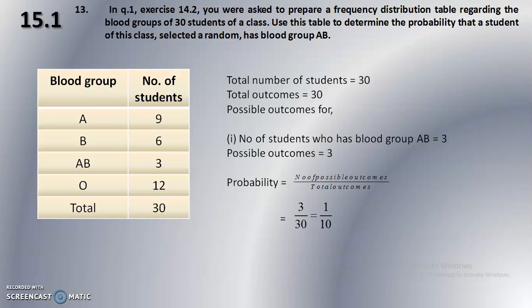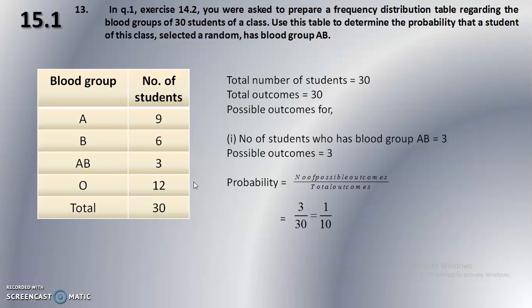It's the 13th sum. In question number 1, exercise 15.2, you were asked to prepare a frequency distribution table regarding the blood groups of 30 students of a class. Means total outcomes are 30. Use this table to determine the probability that a student of this class, selected at random, has blood group AB. So for possible outcomes, we should check the table, and for blood group AB the number of students is 3.